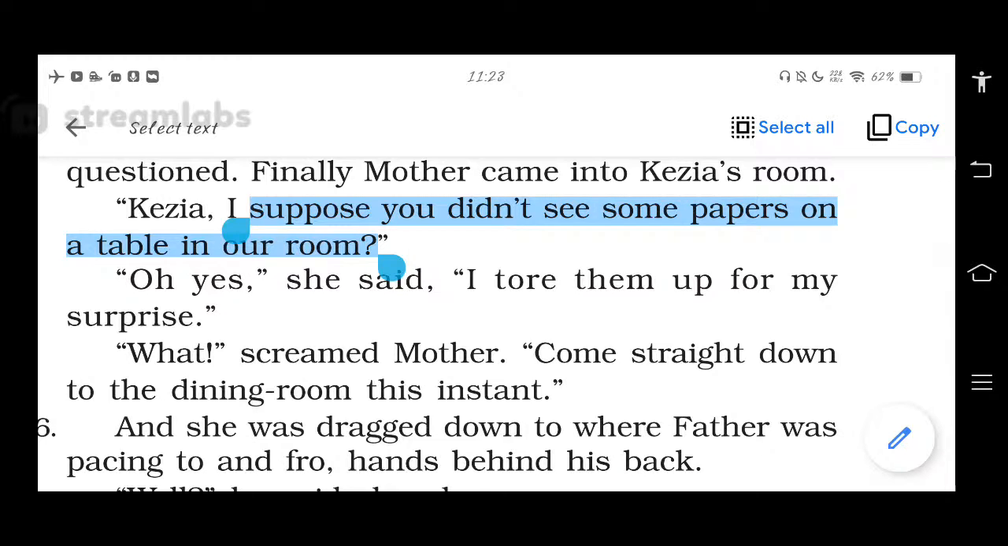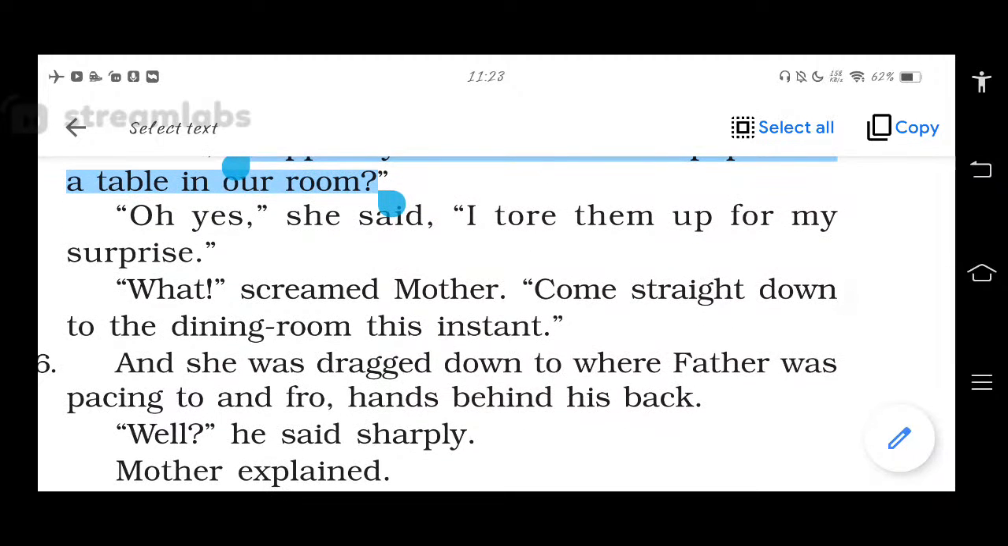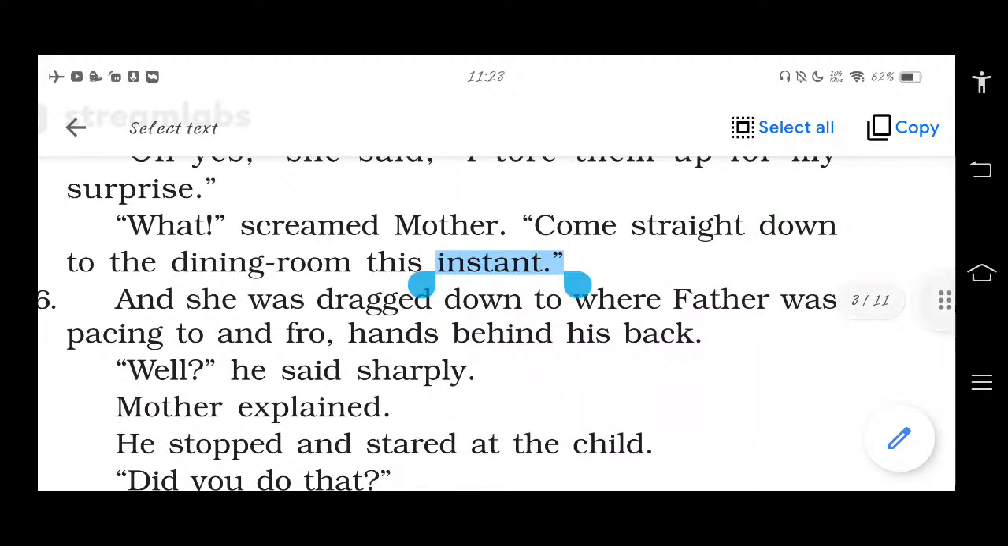So when the girl was questioned by her mother, the girl bravely, confidently told her, yes, mom, I only tore them up for my surprise. What? Screamed mother. Come straight down to the dining room this instant, now itself. So her mother told her, come straight down to the dining room. And she was dragged down.